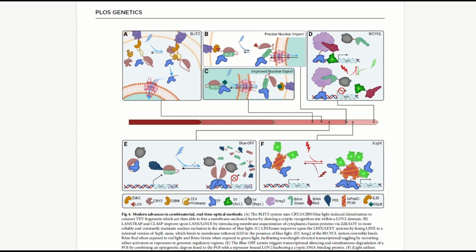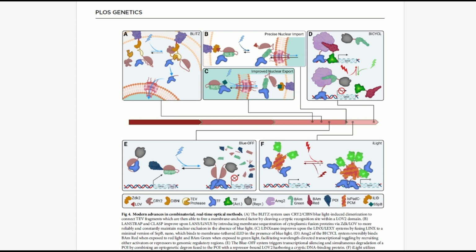Blue-OFF combines LOV2-mediated transcriptional inhibition with PSD-mediated protein of interest degradation to more completely eliminate protein of interest presence when exposed to blue light. LOV2 is used to create a cryptic DNA binding domain and is further fused to a transcriptional inhibitor, KRAB, to eliminate transcription of the protein of interest, which is fused to BLID for degron-mediated depletion.